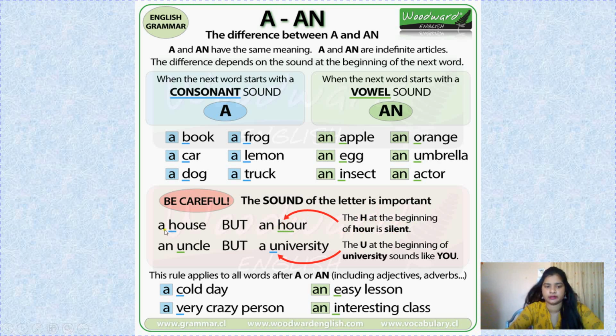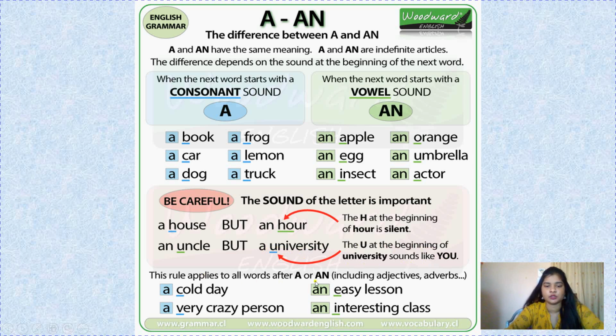So, an hour. An uncle. Children, you will say U is a vowel, so we have used an. But what about a university? Okay. So, university. Children, the U at the beginning of university sounds like yoo, and Y is a consonant, so we have used a.